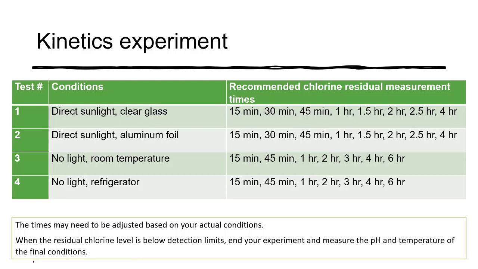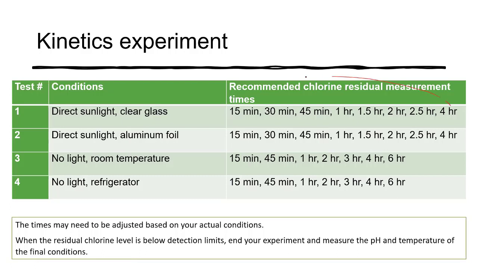In direct sunlight, aluminum foil, so you'll get potentially a temperature change, but it's in the dark. You'll do no light, so covered in aluminum foil at room temperature, and as long as the light is off, you can either use aluminum foil or saran wrap in the refrigerator.